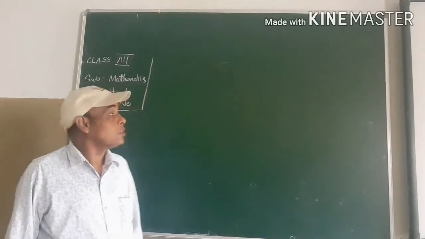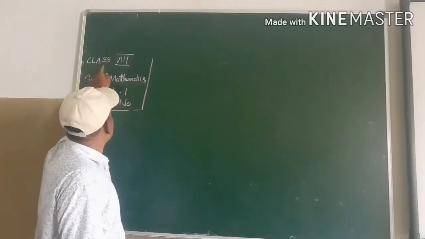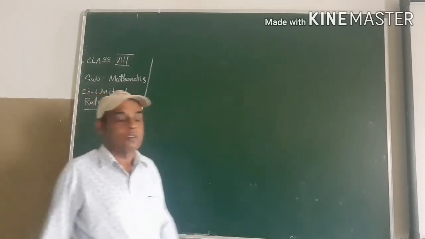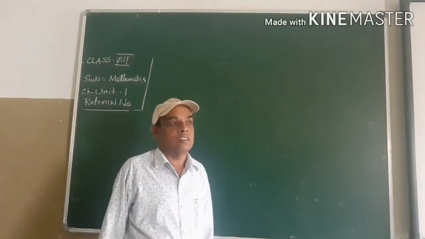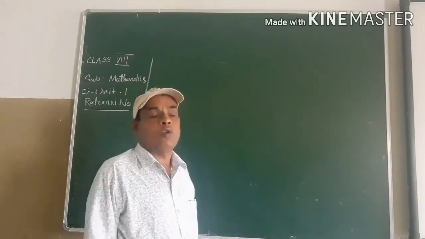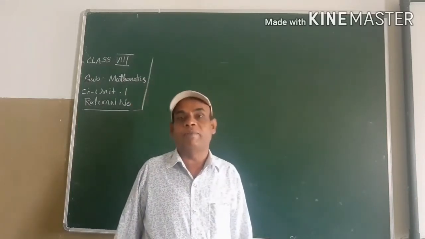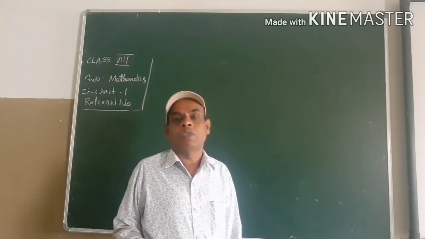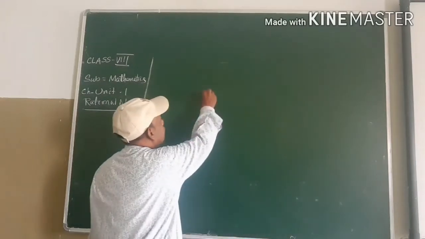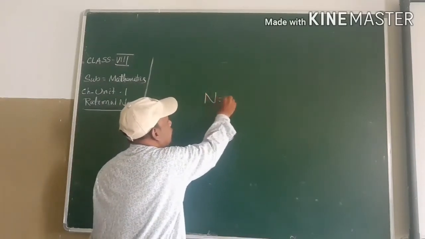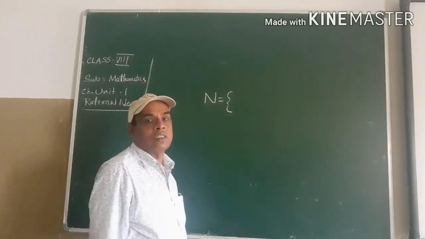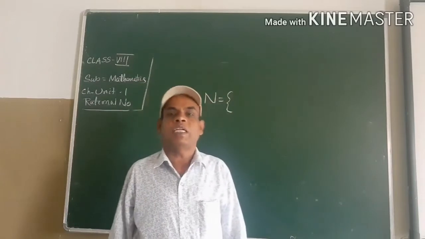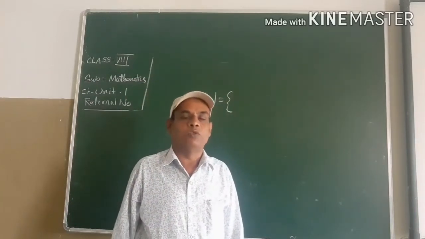Today in mathematics, we will read the chapter Unit 1, Rational Numbers, which starts in Class 8. Previously, in lower classes, we already read about the number system. First we studied the set of natural numbers, which is known as the set of counting numbers, which we generally use for counting.